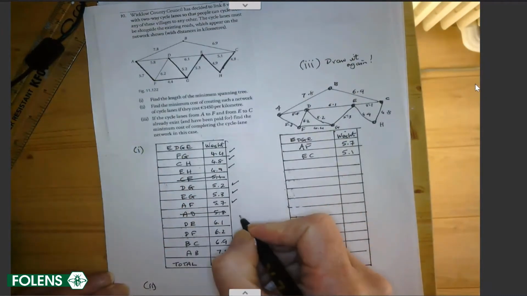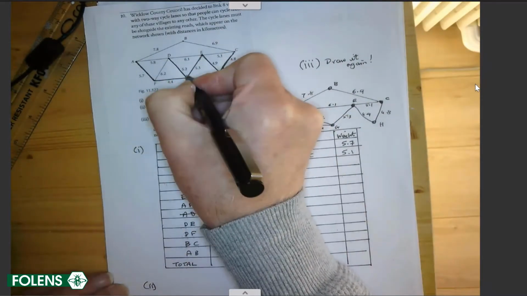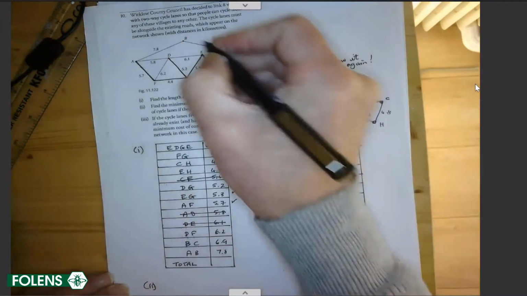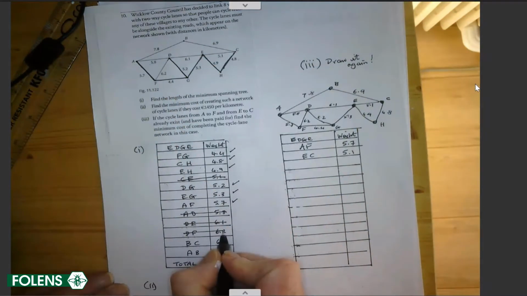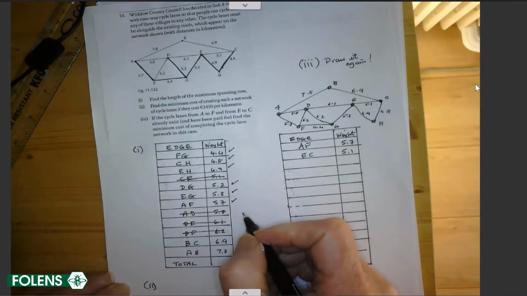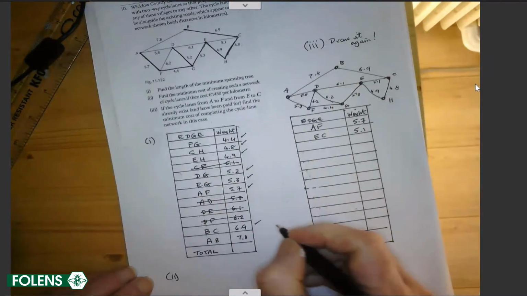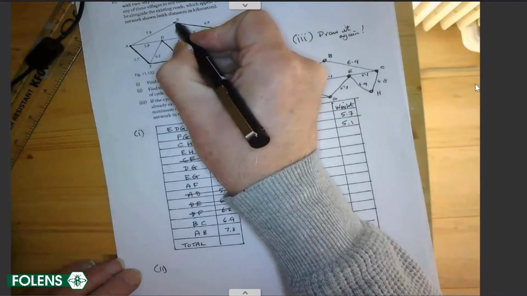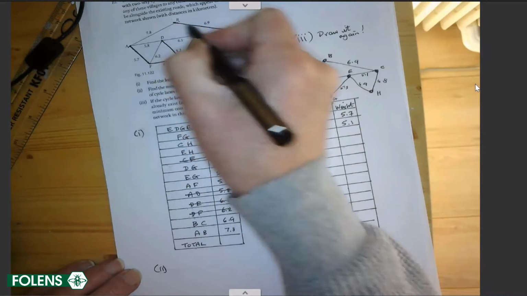No cycles allowed. D to E, D to E to G would form a cycle, not allowed. D to F, not allowed. Again, there would be a triangular cycle there, not allowed. B to C, there's no problem putting in B to C at 6.9, that's okay. And A to B, no, if I do A to B, I'll have a loop. The whole way around, the whole thing would be a loop. Sorry, a cycle.